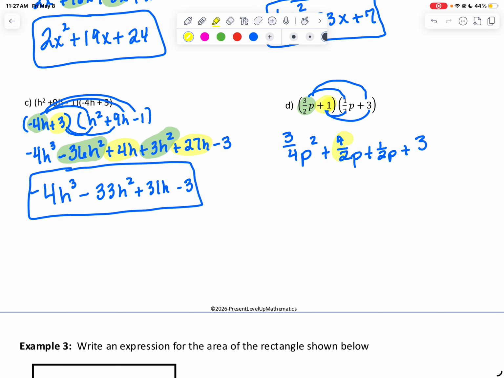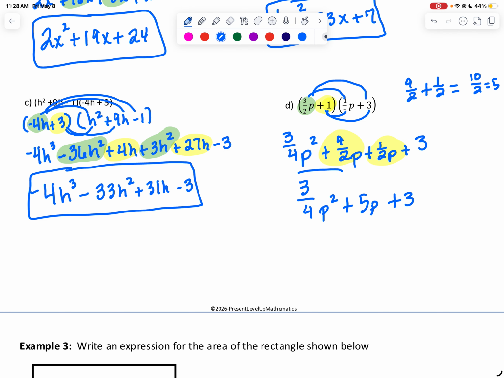Now we have like terms that can be combined. So we have 3 over 4p squared, and then, let me write this out here, 9 over 2 plus 1 over 2. These have a common denominator, so that would be 10 over 2, which is the same thing as 5. So this would be plus 5p, and then plus 3.